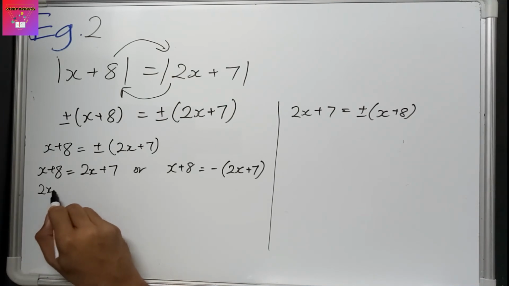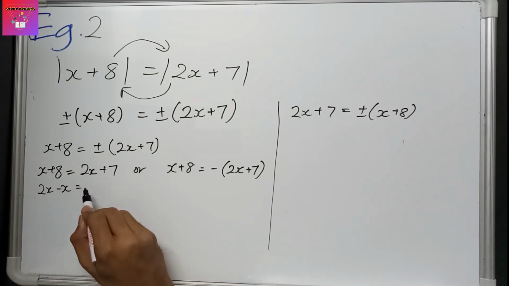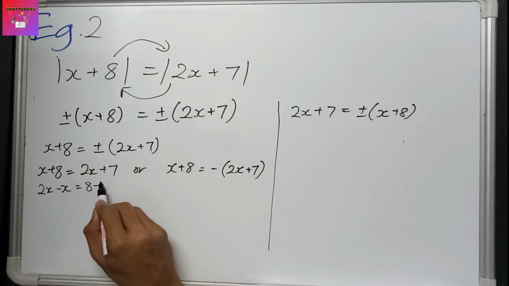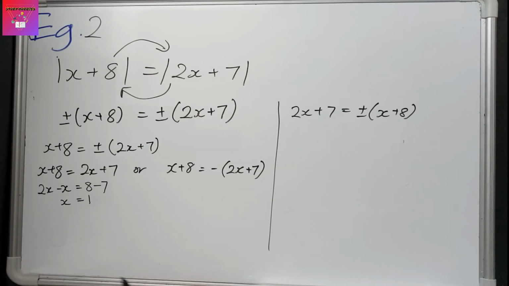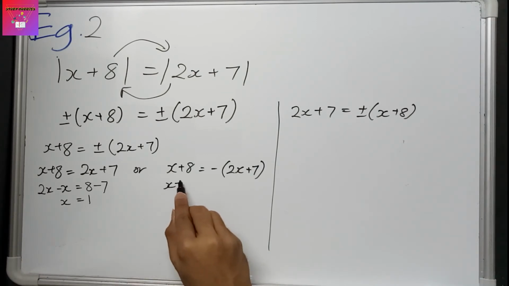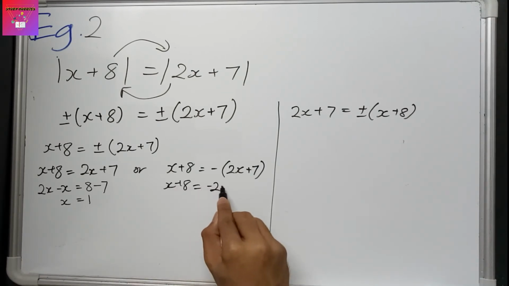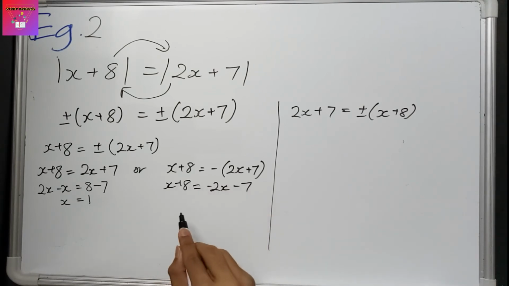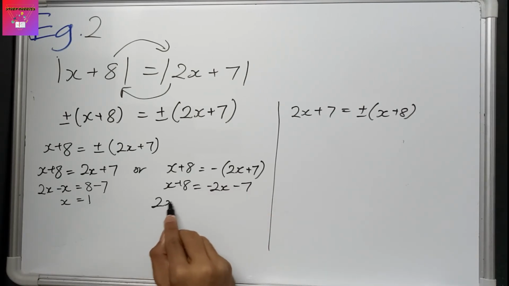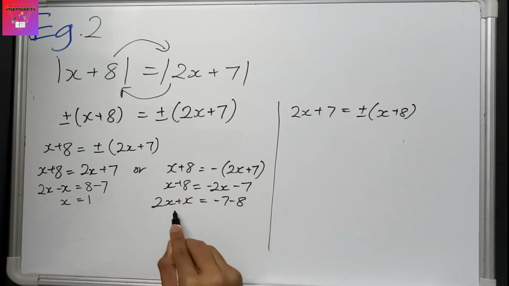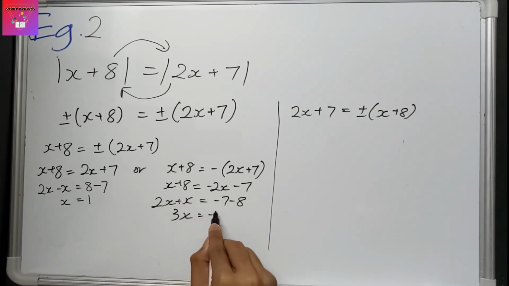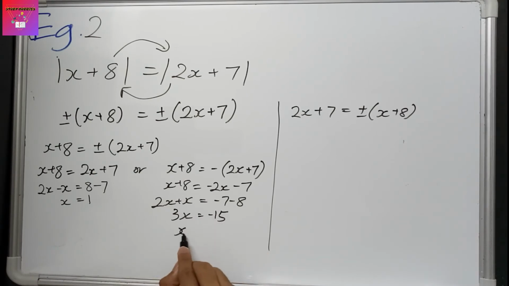So 2x minus x equals 8 minus 7, in which you're going to get x equals 1. And on the other hand, x plus 8 equals negative 2x minus 7. Bringing the negative 2x here, we are going to get 2x plus x equals negative 7 minus 8. 3x equals negative 15, and therefore x is going to be negative 5. So this is one way of solving this.